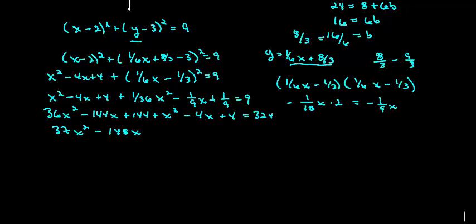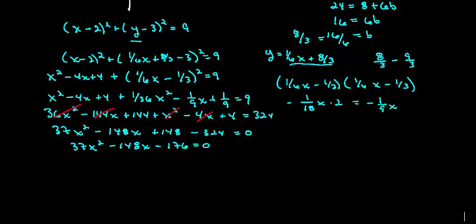Okay, so what have I used so far? I've used this guy and this guy, this guy and this guy. So what's still left? 144 plus 4 is positive 148. Now I'm going to subtract this guy from both sides. Okay, so 148 minus 324 gives me negative 176. So this is 37x squared minus 148x minus 176 equals 0.